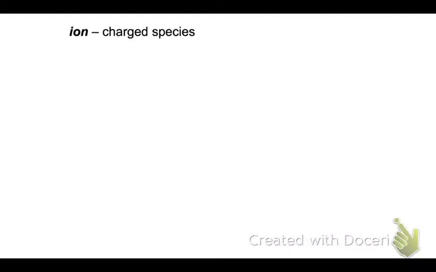Okay, now we're going to look at the definition of an ion. An ion is a charged species. Ions can be classified into 2 categories. The first category is cations. Cations have a positive charge. Metals tend to be cations, and they gain the positive charge by losing an electron.